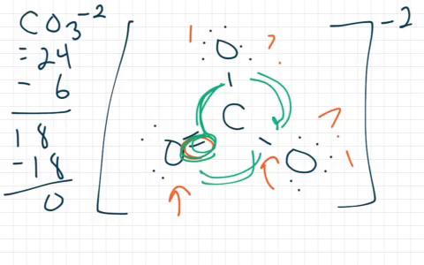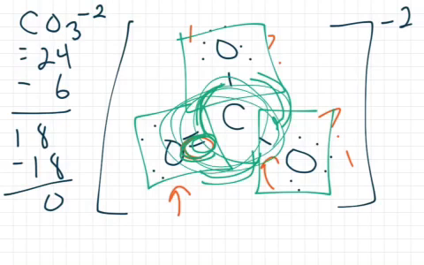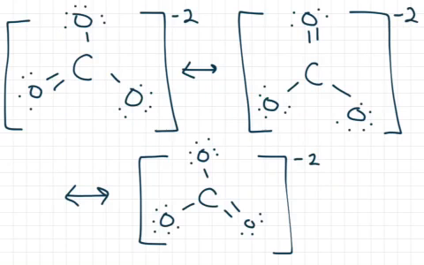So for a nanosecond, this oxygen gets to have the double bond. For another nanosecond, that one's going to get to have the double bond, and then this one, and it just starts rotating clockwise. And if we take a snapshot of carbonate at any moment in time, it could just as easily look like this, or like this, or like this. This is what we call resonance.